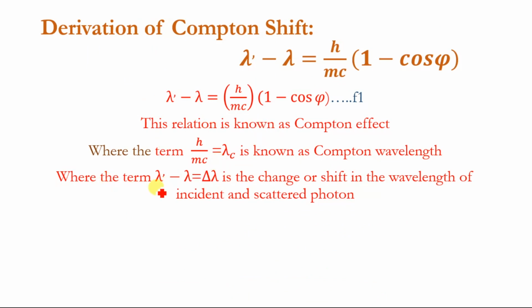Where the term λ′ − λ is the change or shift in the wavelength of incident and scattered photon.